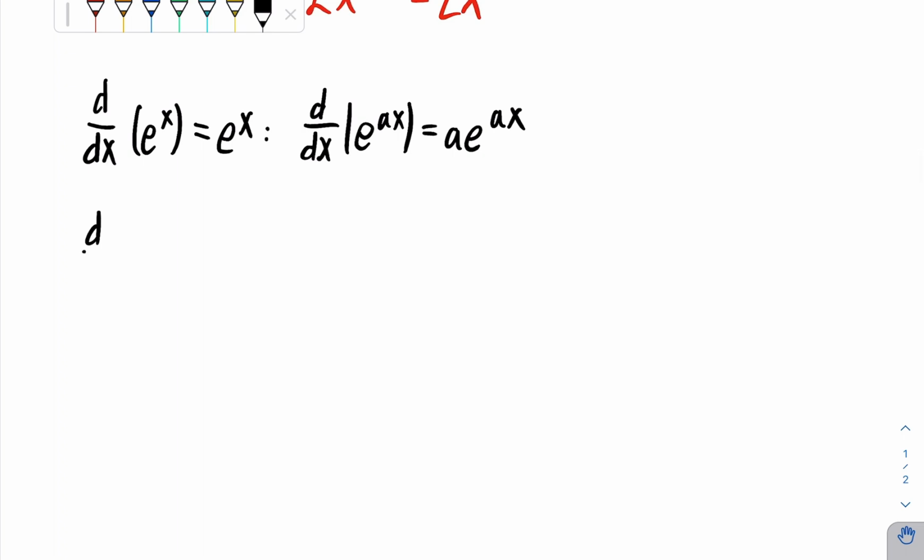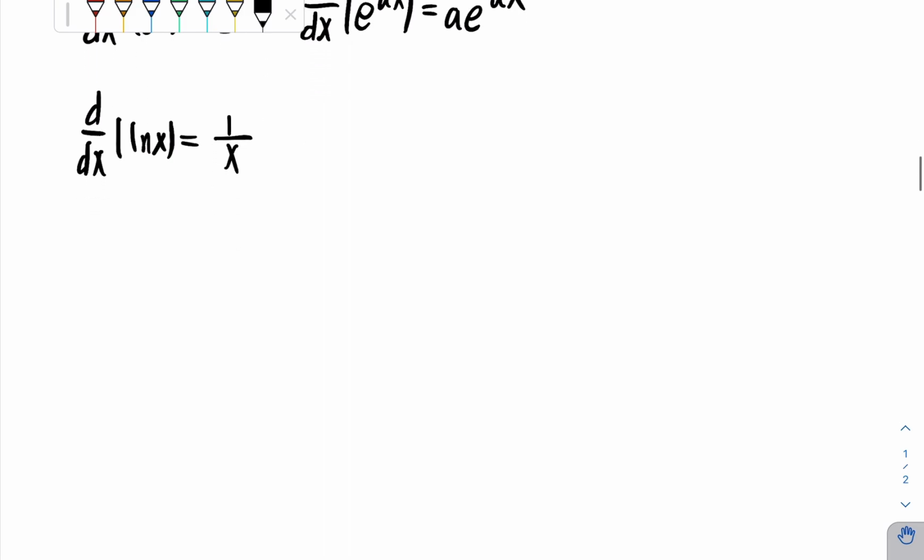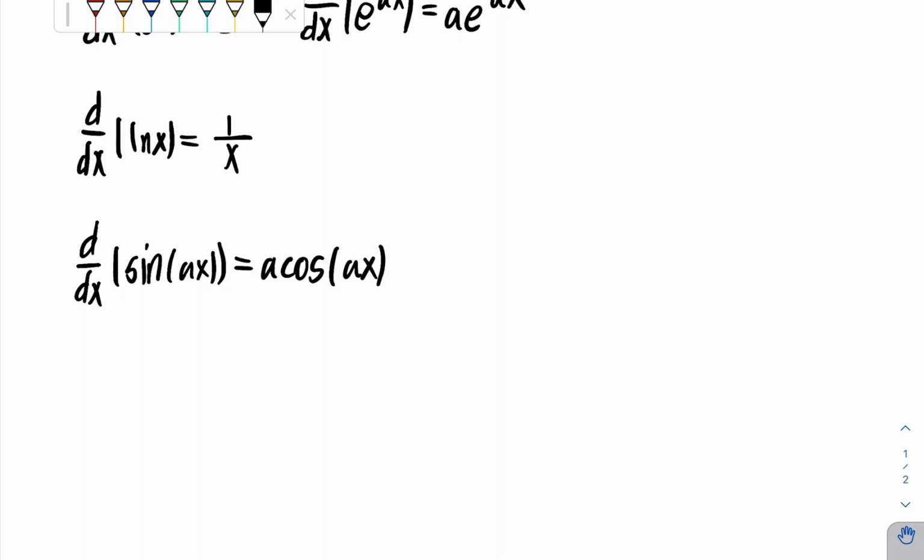Likewise, we also have a differentiation rule for the natural logarithm. It says that the derivative of the natural logarithm of x is equal to 1 over x. For trigonometric functions, we have 2 more rules, such that the derivative of the sine of ax is equal to a times the cosine of ax. The derivative of the cosine of ax is equal to negative a times the sine of ax.